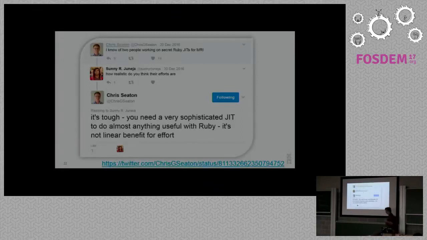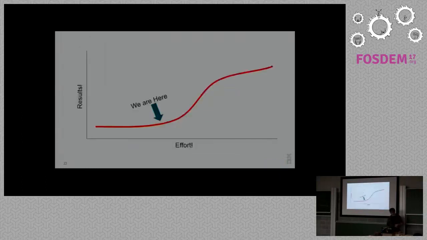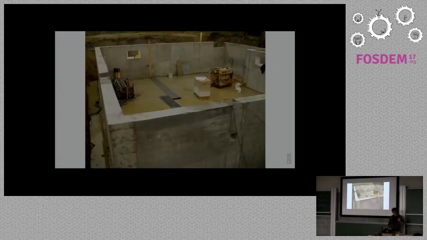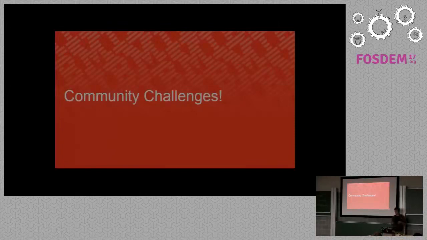So one of the things that Chris mentions, though, is that in order to get anything when you're compiling Ruby, it takes a lot of sophistication. And I really agree with that, because in my mental model of where I am in doing Ruby JIT work, it kind of looks like this. We've got a curve that we can start pushing up pretty heavily, but we've spent a lot of time just laying the foundation again. All right, so the title of this talk was Challenges, Highly Surmountable Challenges.